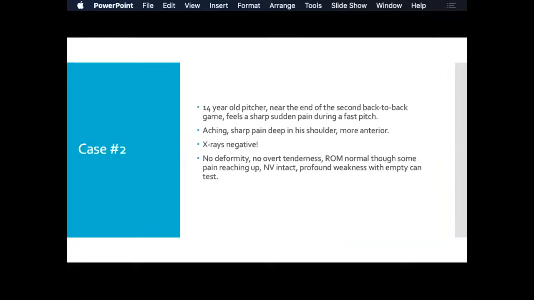Case number 2. A 14-year-old pitcher near the end of the second back-to-back game feels a sharp, sudden pain during a fast pitch. He gets aching, sharp pain deep in his shoulder, but it presents more anteriorly. X-rays are once again negative. On exam, no deformity, no overt tenderness, range of motion is normal, though some pain reaching up. Neurovascular intact, but pretty profound weakness with empty can test.